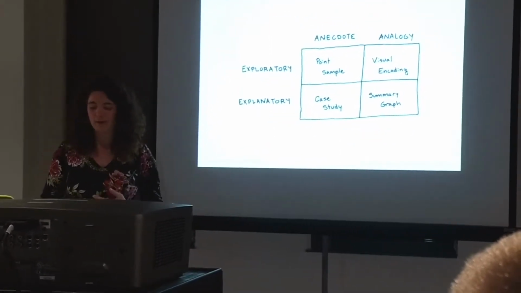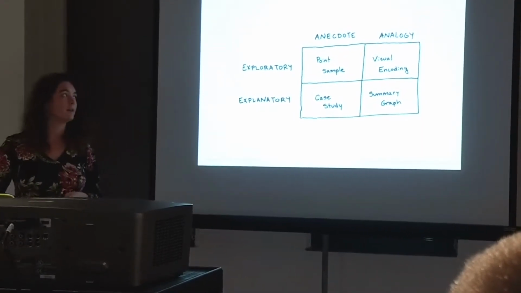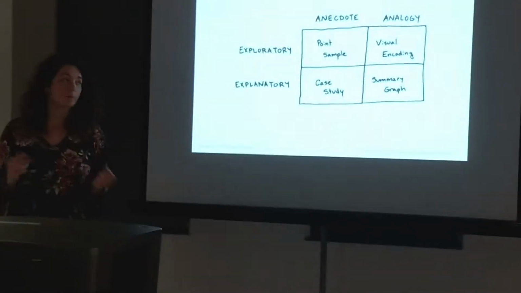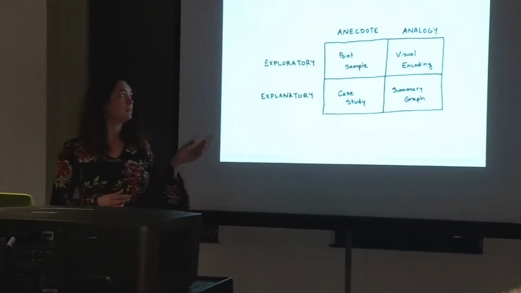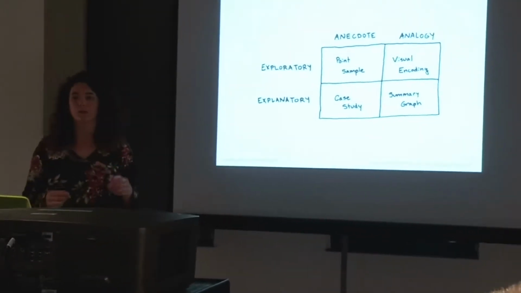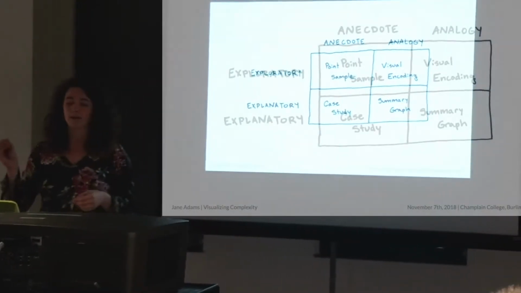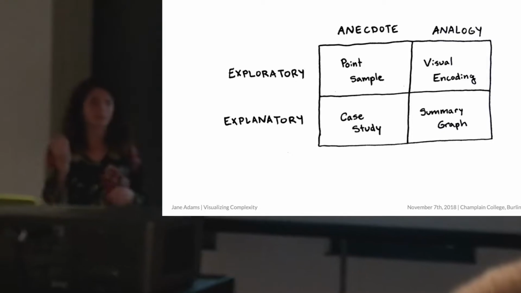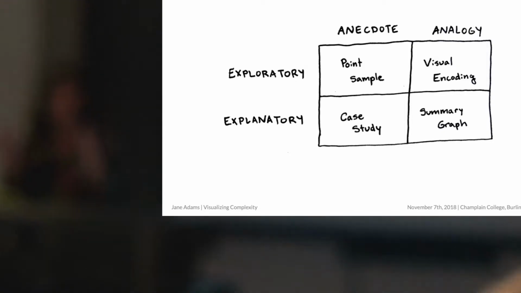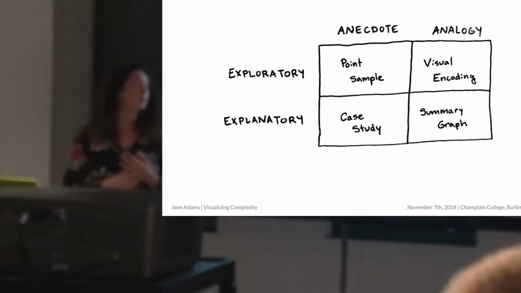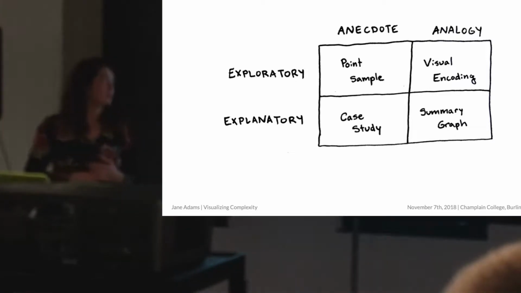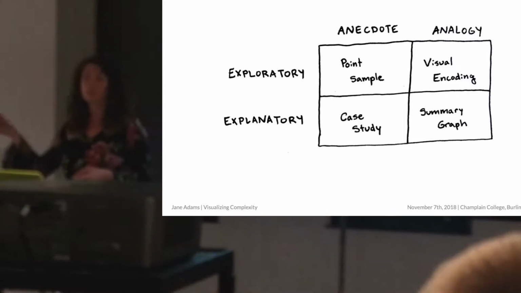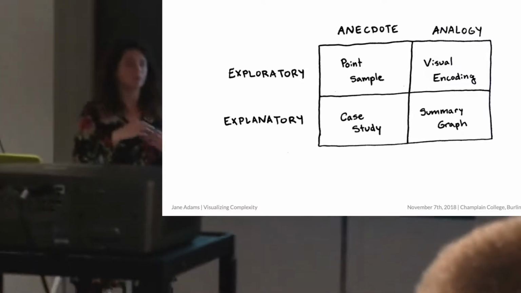And so when we combine those two things and we start thinking about anecdotes and analogies and then exploration and explanation, we might think of a point sample as an exploratory anecdote. So we just take a random part of a data set and we look at that individual point to help us understand or explore what it is that our data set is telling us. And then when we're looking at explanatory anecdotes, we might have a case study, so we may take a specific point sample that we think captures a larger narrative.